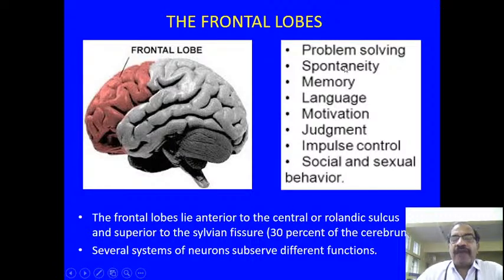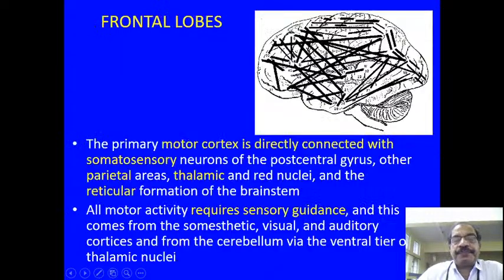So how well or how spontaneously we interact also depends upon the functions of the frontal lobe. And also memory, especially the immediate memory, is dependent on the frontal lobe. The language function is because of Broca's area, which is situated in the left frontal lobe. And also other parts of the behavioral functions of the brain, like motivation and others. So these are the different functions which are served by the frontal lobe.